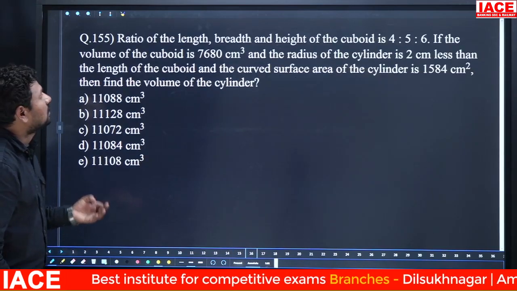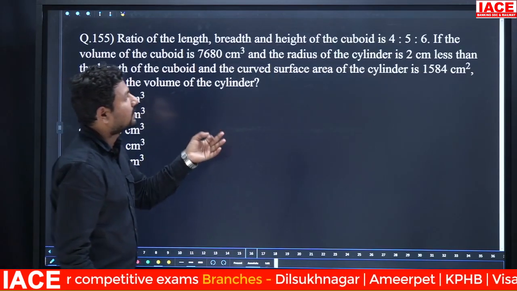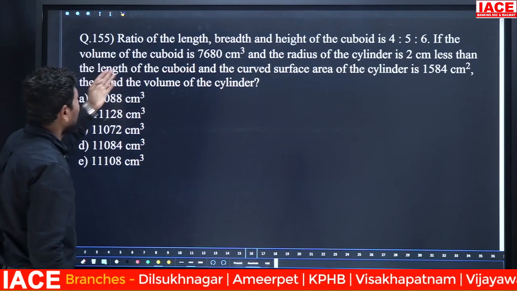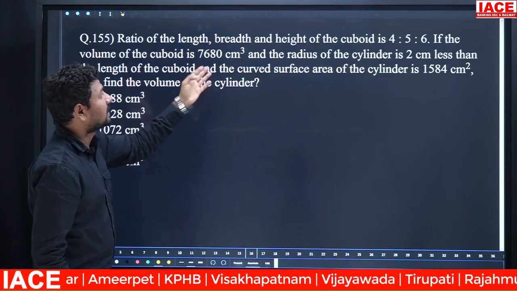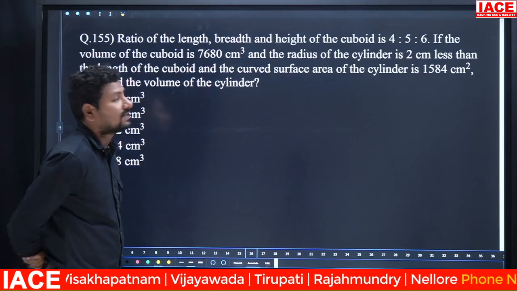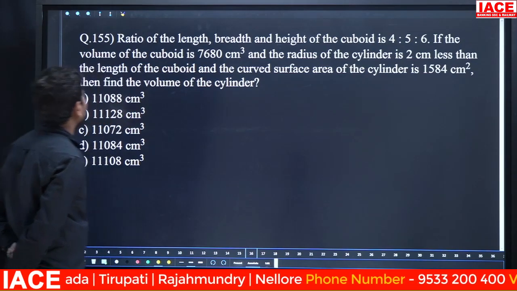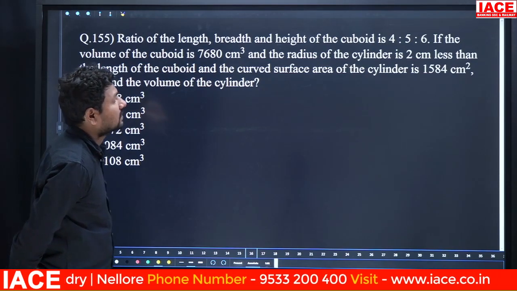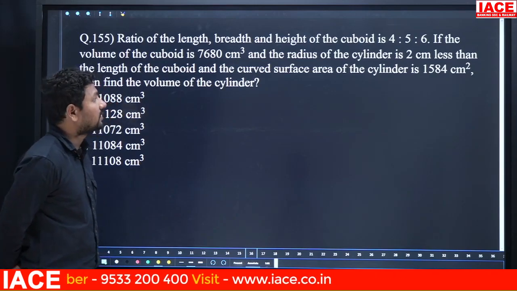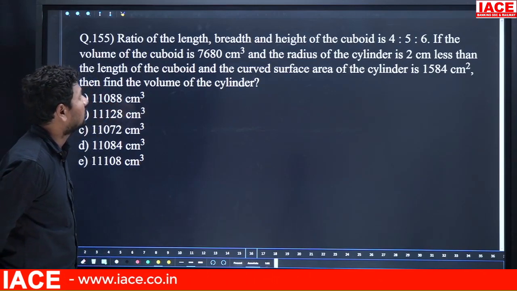Next, the ratio of length, breadth and height of the cuboid is 4:5:6. If the volume of the cuboid is 7680 centimeter cube and the radius of the cylinder is 2 centimeter less than the length of the cuboid and the curved surface area of the cylinder is 1584 centimeter square, then find the volume of the cylinder.